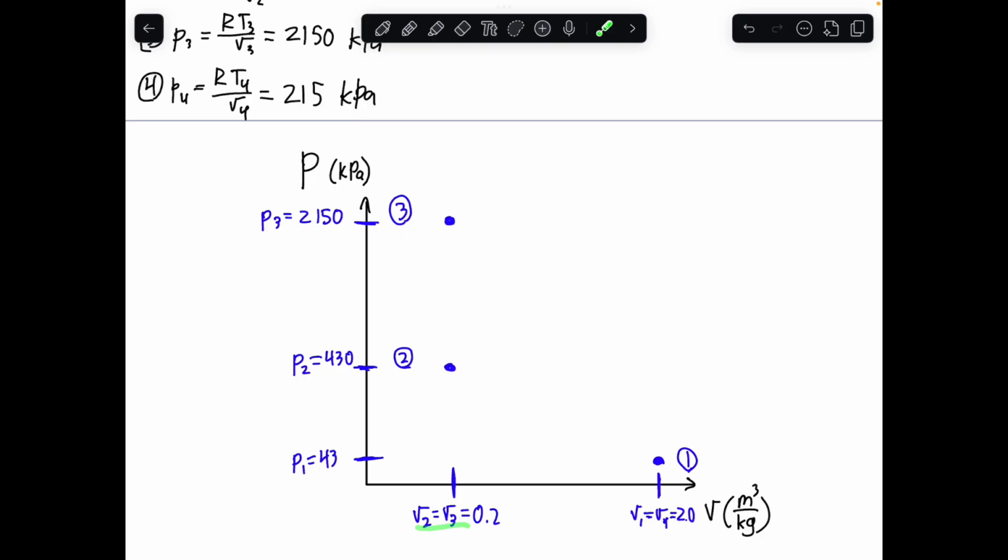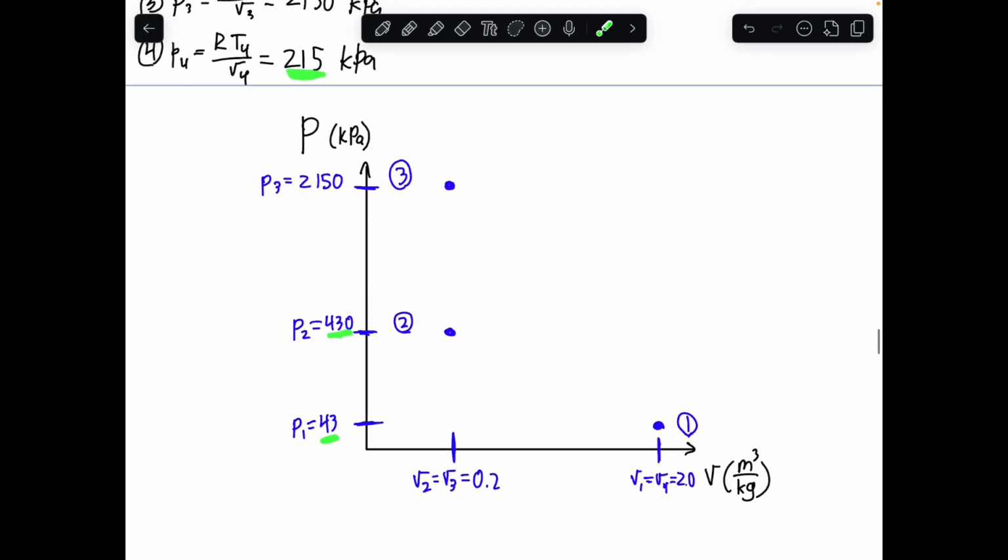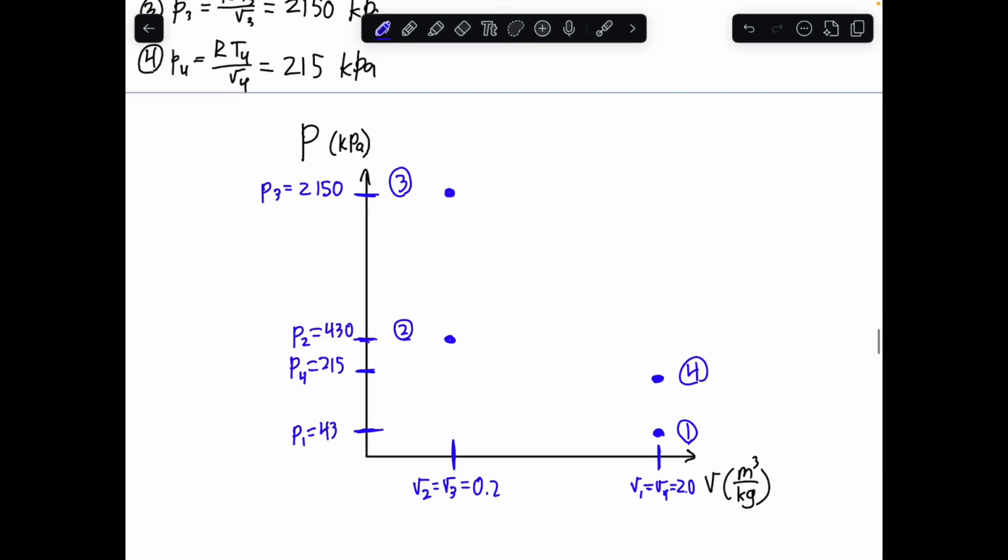process. V2 equals V3. And then we drop again to somewhere in between these two pressures at 215, but then we're at our same specific volume value as well. So we'll drop somewhere maybe around here and end up at a point somewhere around here at state 4, and this is P4, which should be equal to 215 kilopascals.